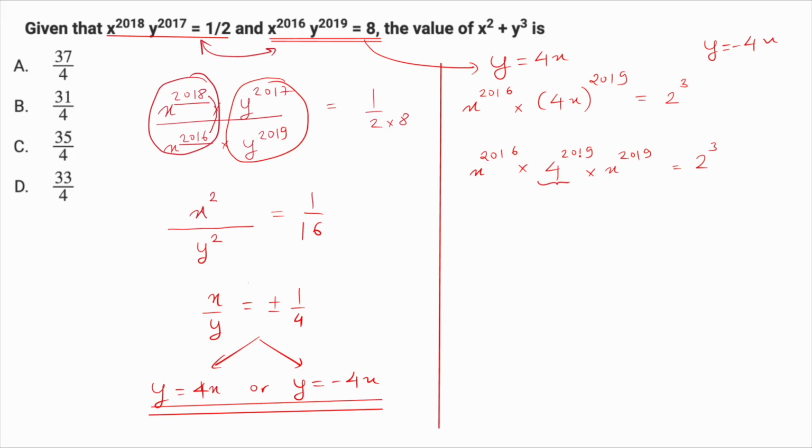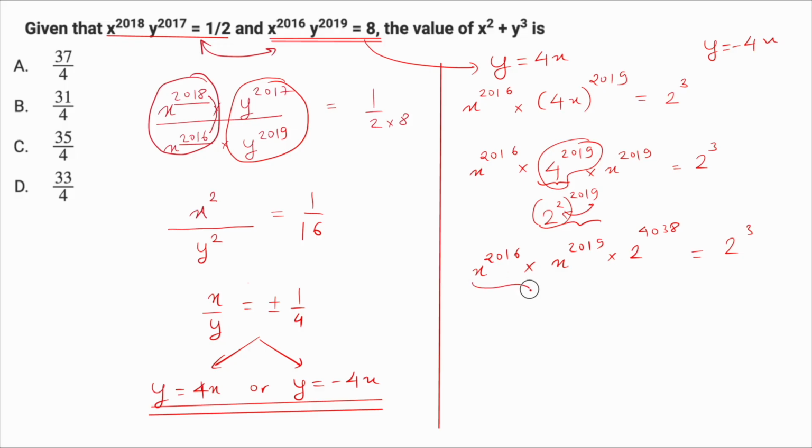So this entire term would become 2 raised to 2 raised to 2019. Now this is our classic law of indices, a raised to m the whole raised to n, where the powers m and n will get multiplied. So first term is as it is, x raised to 2016 into the last term is x raised to 2019 into this term we have now got is 2 raised to 2 into 2019 will be 2 raised to 4038, and this should be equal to 2 raised to 3.